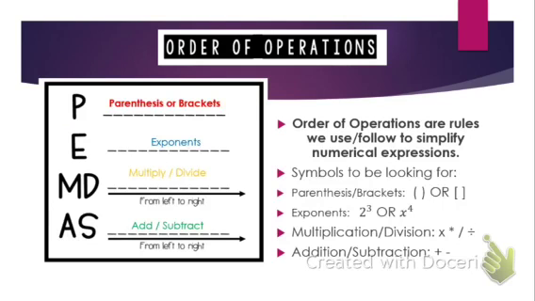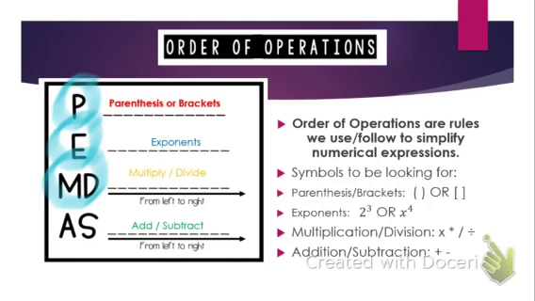What are order of operations? Order of operations are rules we follow to simplify, evaluate, or solve numerical expressions. We use the acronym PEMDAS, also known as Please Excuse My Dear Aunt Sally. The P is for parentheses or brackets. The E is for exponents. The M is for multiplication. The D is for division.